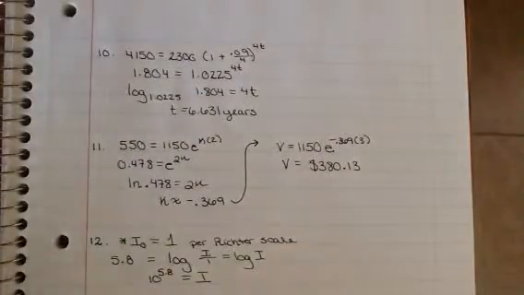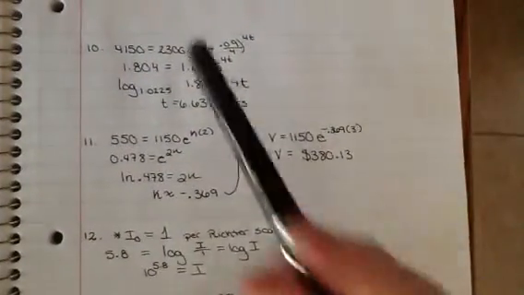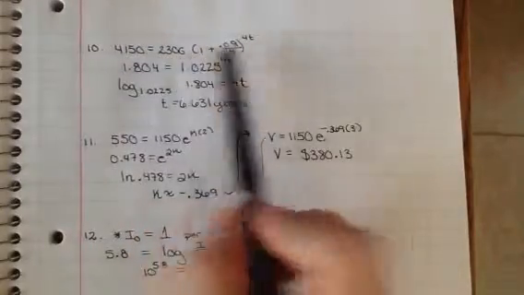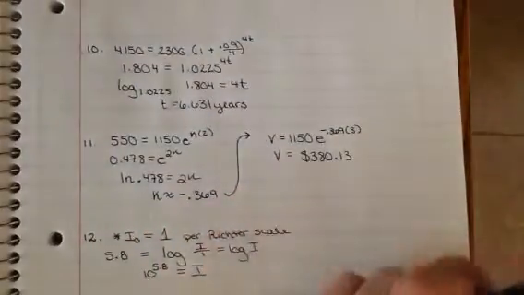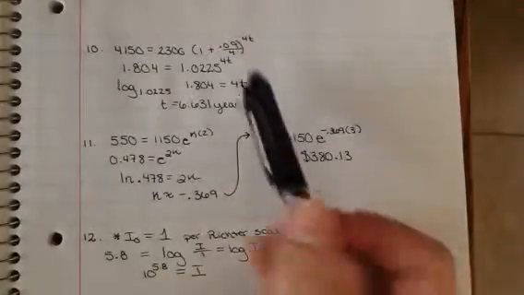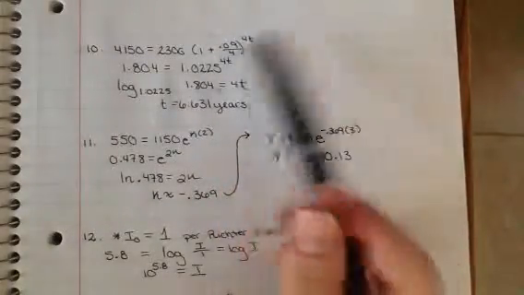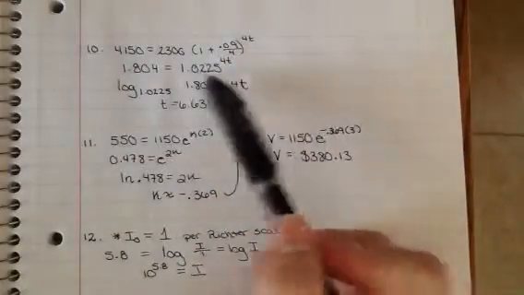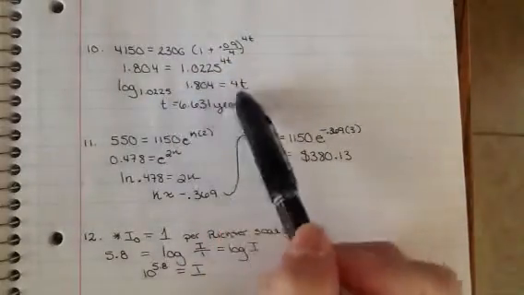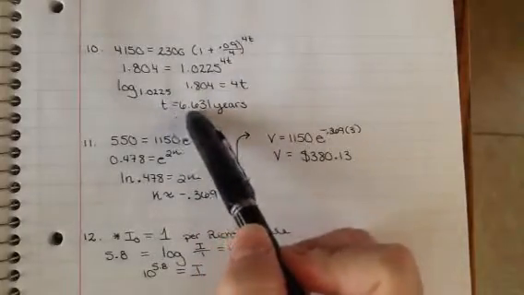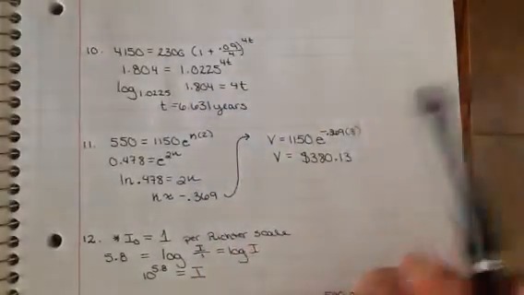Okay, so for number 10, again, you're doing a compound problem. I have the 4,150 equals my initial amount. My rate was 0.09 or 9%, compounded quarterly or every 3 months, and I'm looking for t. So I divide over the 2,300, convert to log form, divide by 4 after you type this in your calculator, and you should get that t equals 6.631 years.